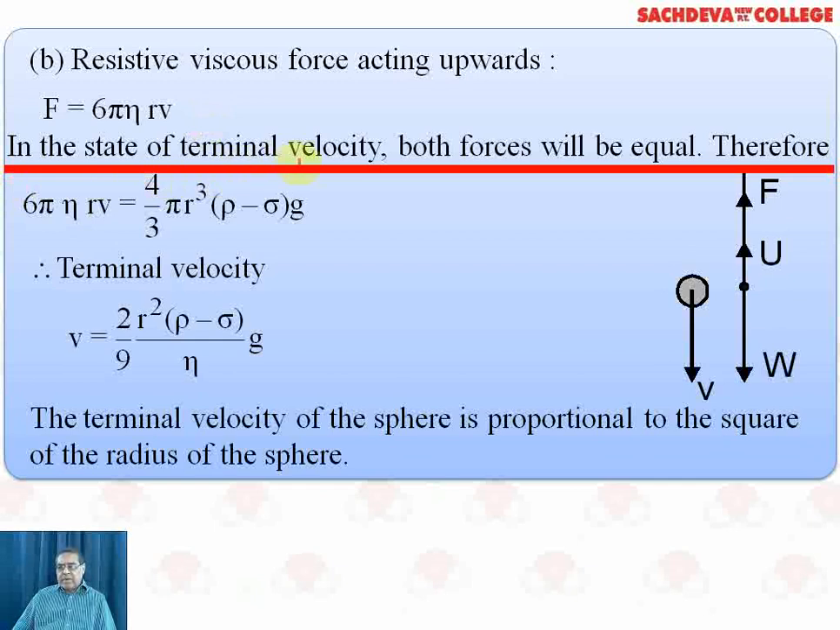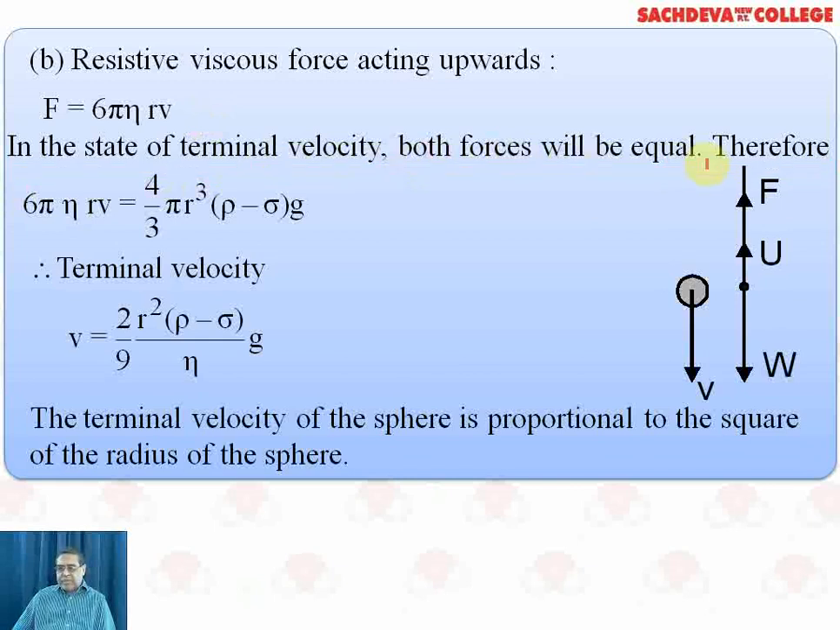In the state of terminal velocity, both forces will be equal, that is, they are balanced. So what we have done is we have equated the two values. That is, 6 pi neta r v equals 4 over 3 pi r cube into rho minus sigma into g. Again and again I am repeating that rho is the density of the body falling in the viscous medium, and sigma is the density of the viscous medium or the liquid in which the body is being dropped.